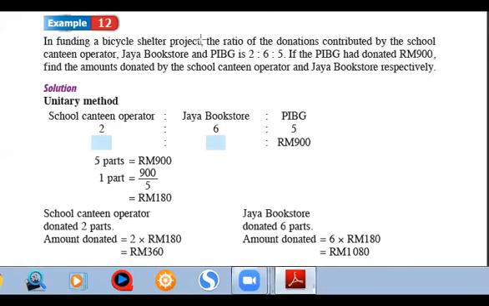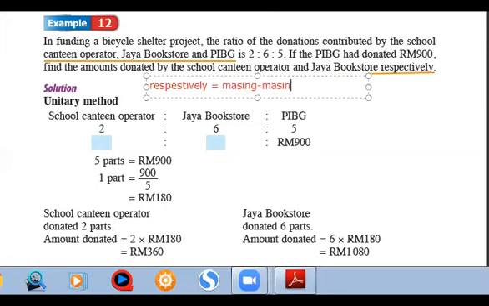So this is the bicycle shuttle project. The ratio of the donation contributed by school canteen operation and the bookstore PABG is 2 to 6 to 5, which means we have 3 parts here: canteen, bookstore, and PABG. If the PABG donates 900, find the amount donated by the school canteen operator and also the bookstore respectively. Respectively means masing-masing.